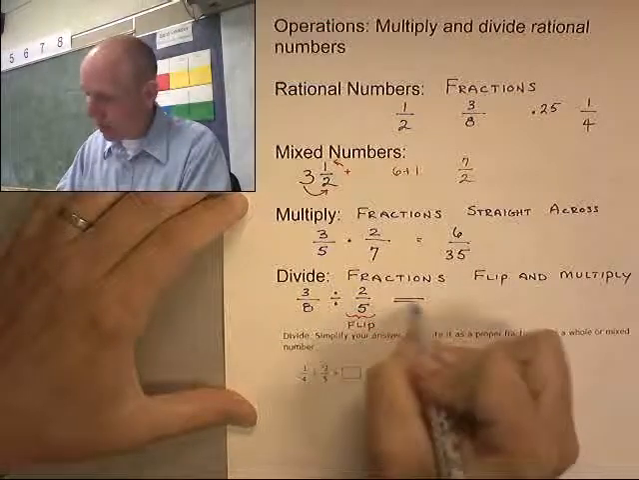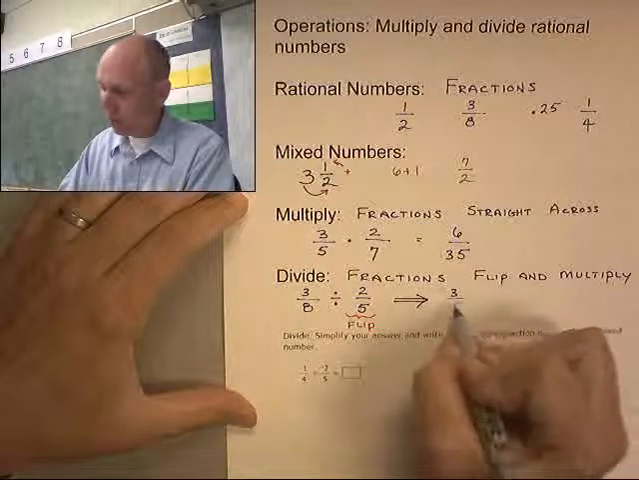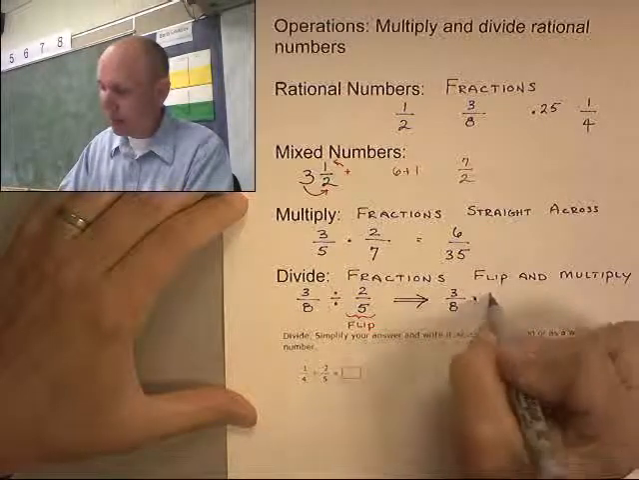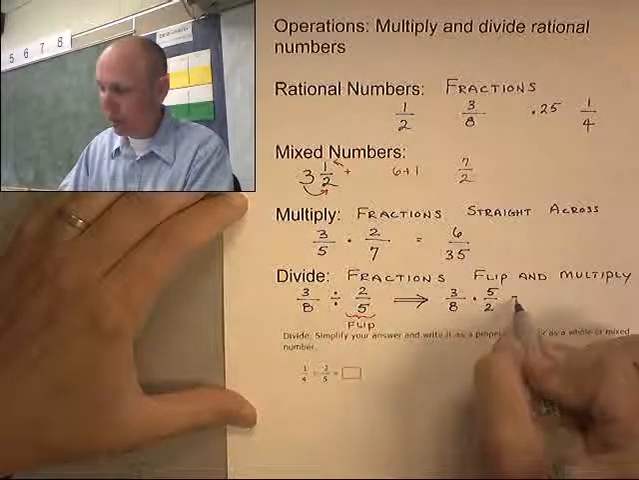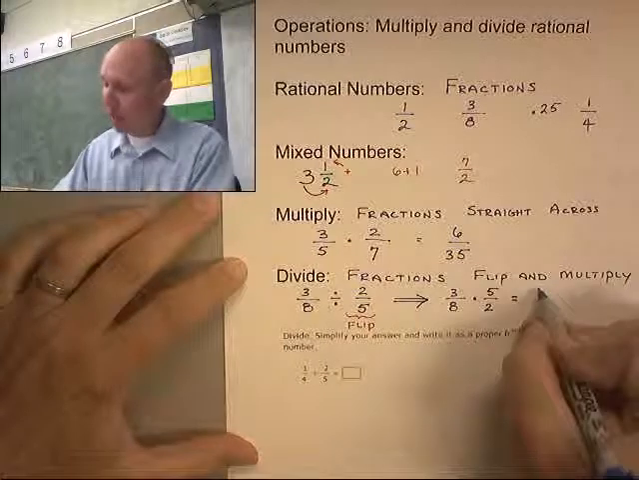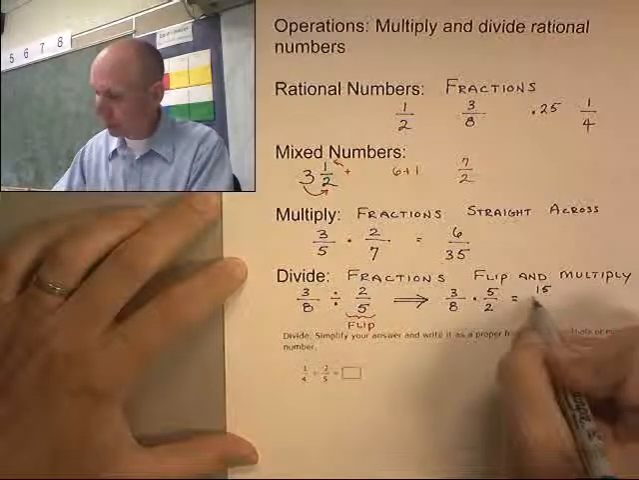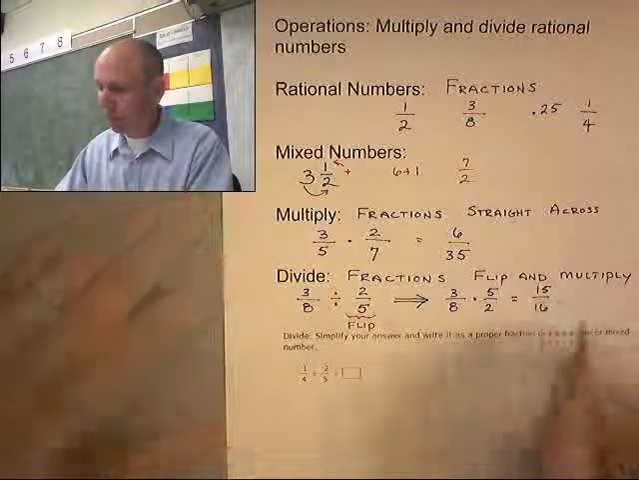And what I have now is 3/8 times 5 halves. And now it's just a simple multiplication problem. So 3 times 5 is 15. 8 times 2 is 16.